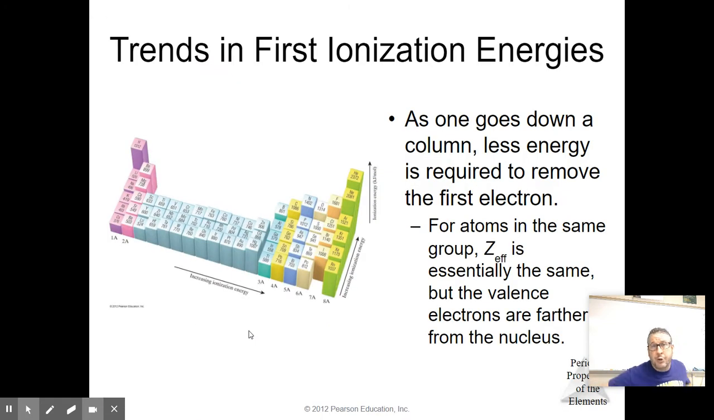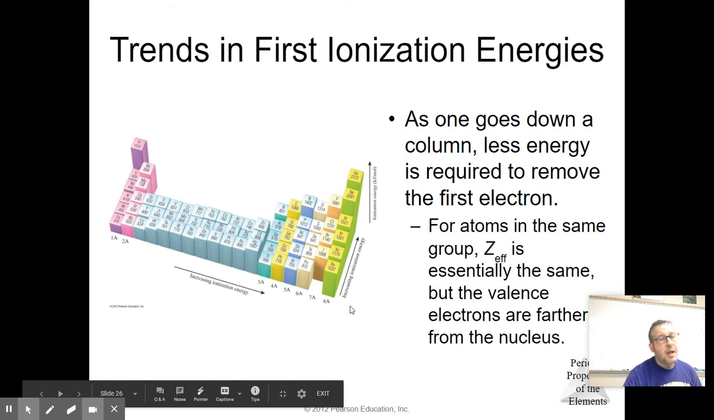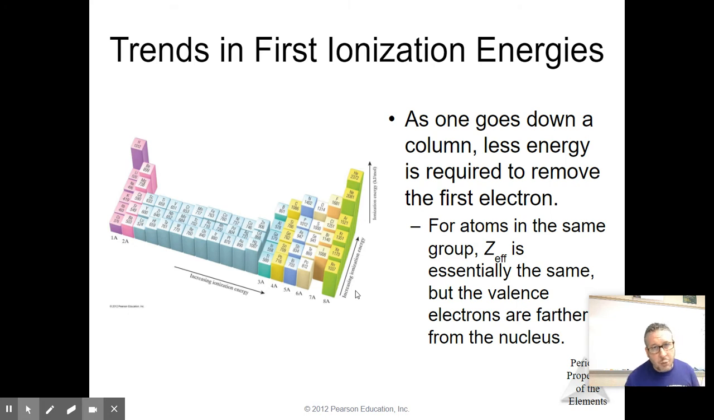All right, so let's talk about trends. So vertically speaking, as you go down a column, so top to bottom, your first ionization energy is going to decrease. Now, as you see here on this image, they have the arrow going from bottom up as the increasing ionization energy. You can do it however you want.